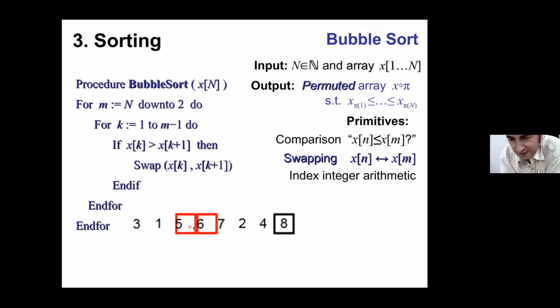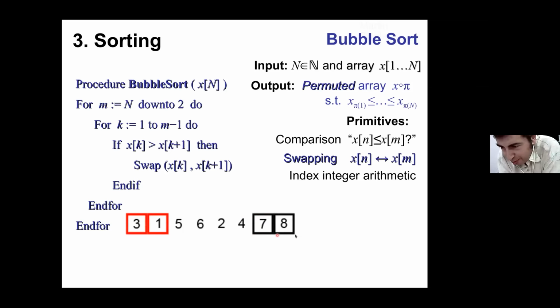So 6 is less than 7, so you don't swap. 7 is bigger than 2, so you swap. 7 is bigger than 4, so you swap. And then you know that 7 is the biggest among the others except this 8. Okay. And now when you do this, m is the index of the element that becomes the black box at the end of this iteration over k.